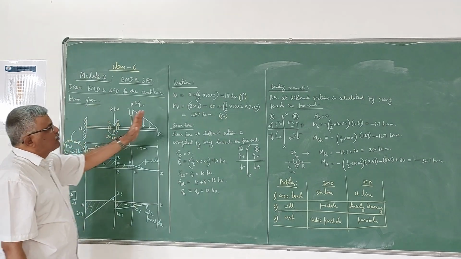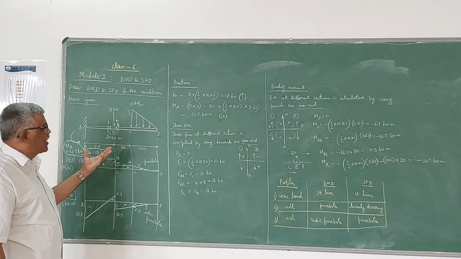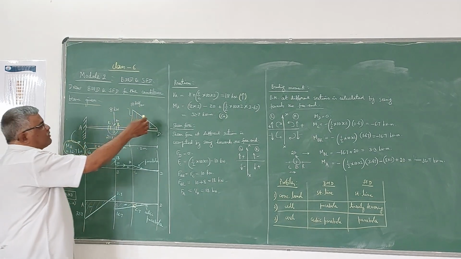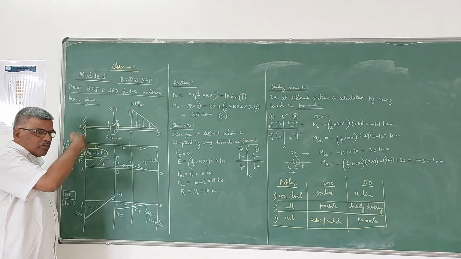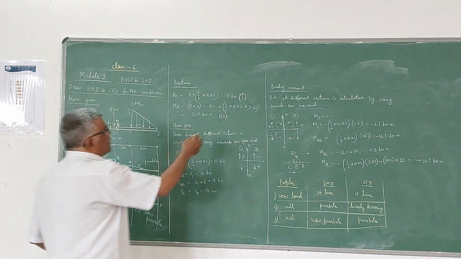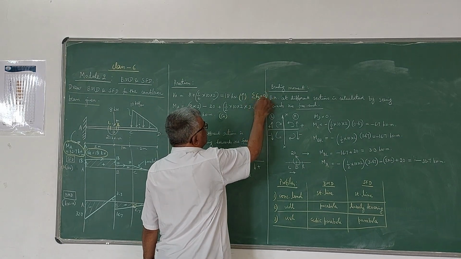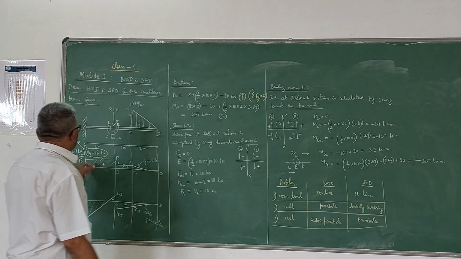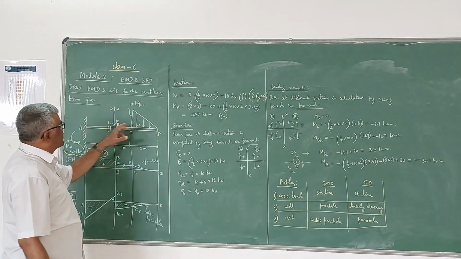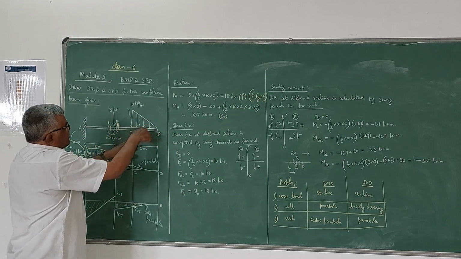Now the first step is to find the reactions as usual. So reactions are very easy to find in this case. Anyway, we are using equilibrium equations. So the first equilibrium equation is total upward forces should be equal to total downward forces. That is nothing but your sigma Fy is equal to 0 equation. So if you use that equation, VA is the only upward reaction here. That should be equal to total downward forces. That is 8 kN plus this.